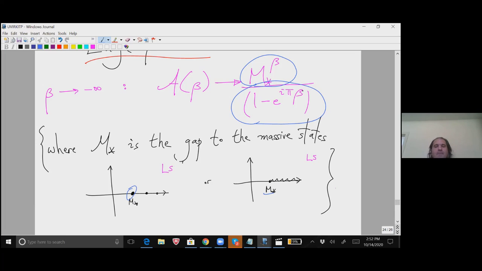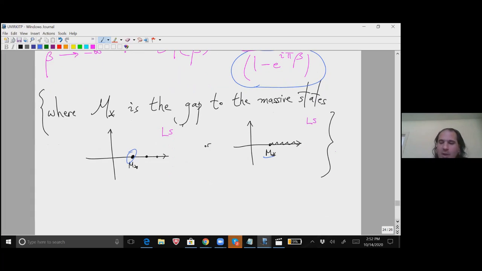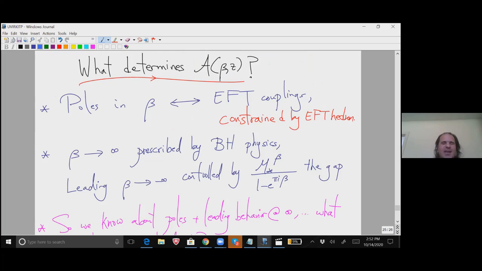Okay, but apart from those poles, the important point is that there's just this simple power law behavior that's determined by the lightest particle in the spectrum. So these are just some examples of how the physics of the ultraviolet is reflected in a very simple way in the analytic structure in the beta plane.